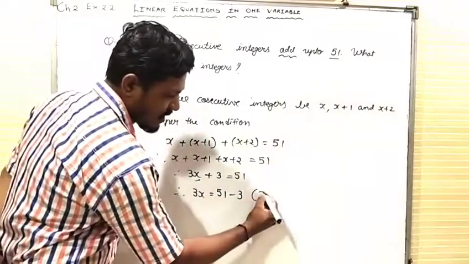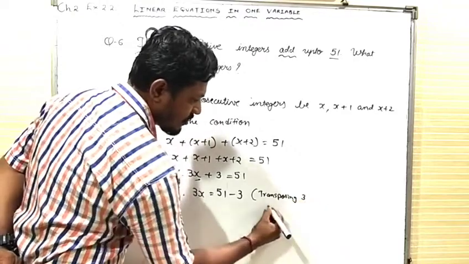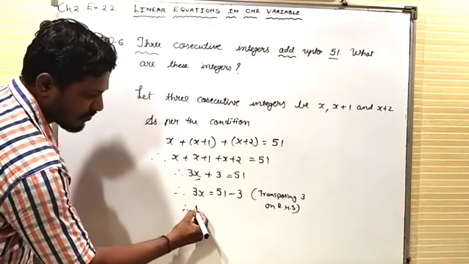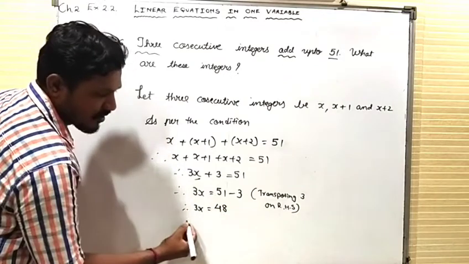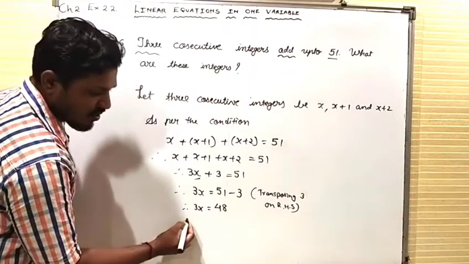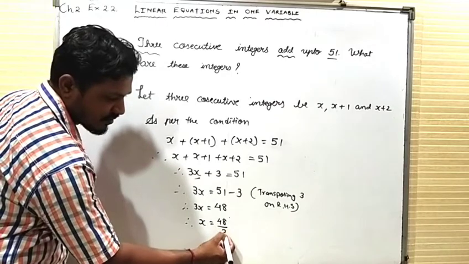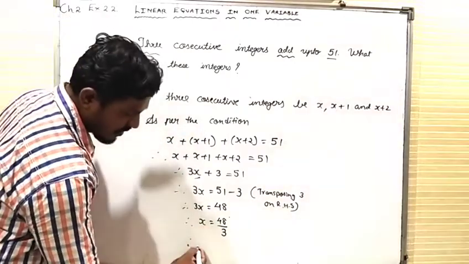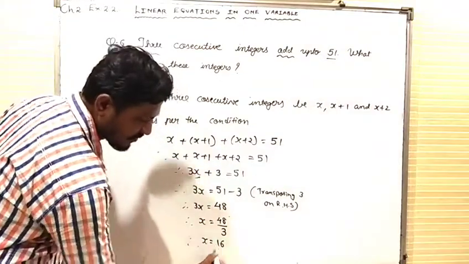So you have to write transposing 3 on RHS. Now 3x equals 51 minus 3, which is 48. Now either you divide both sides by 3 so that 3 and 3 will get cancelled and you will get the value of x, or directly take this 3 in division form. If it is in multiplication, it will go in division form. Therefore, x is 48 divided by 3, you will get 16.